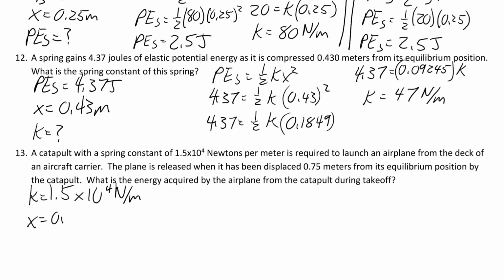So x is equal to 0.75 meters by the catapult. What is the energy acquired by the airplane from the catapult during takeoff? So this is like a cool problem.